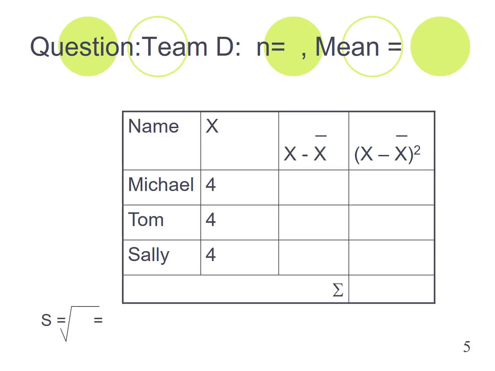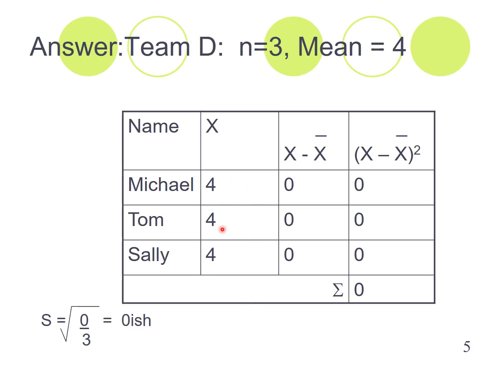Here's team D. Hit pause and try it out. Now you'll see all of these data items are exactly the same. Okay, so our mean is 4. 4 minus 4 is 0, 4 minus 4 is 0, 4 minus 4 is 0. Square them and we get 0, add them up and we get 0. 0 divided by 3 is approximately 0. So the standard deviation, or the rough deviation in this case, is 0.